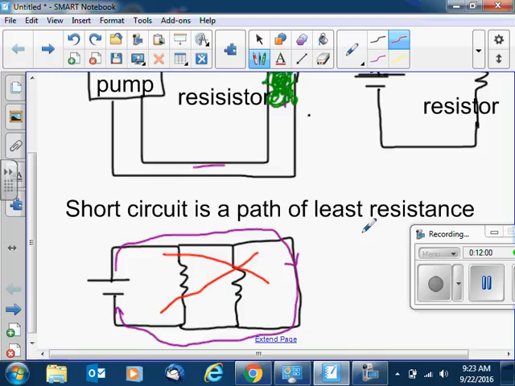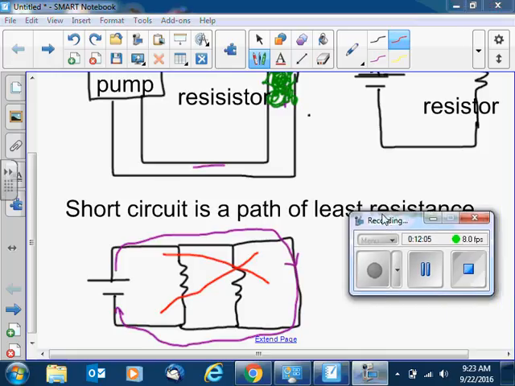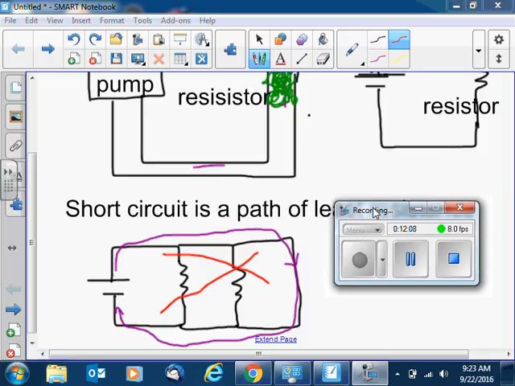So that really is all I wanted to say about short circuits and water analogy. For now, we're going to revisit water analogy at some point when we're going to talk about diodes, and that is coming up pretty soon.